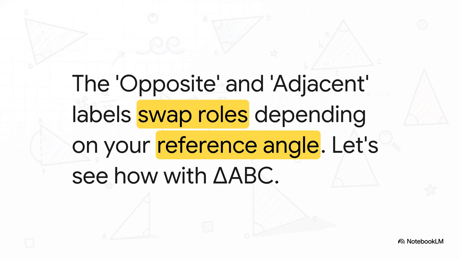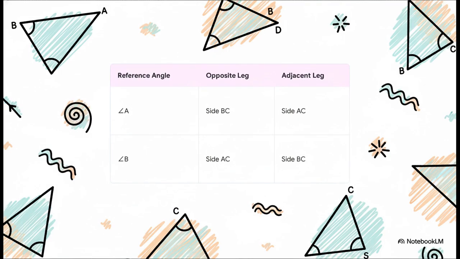Let's check out triangle ABC to see exactly what I mean. This table just nails the point. If we pick angle A as our home base, the side way across from it, BC, is our opposite. But if we walk over and stand at angle B, all of a sudden side AC is the one across from us, making it the opposite. It really does depend entirely on your point of view.